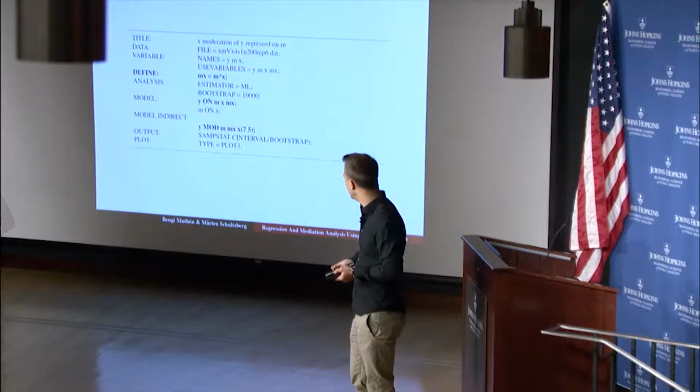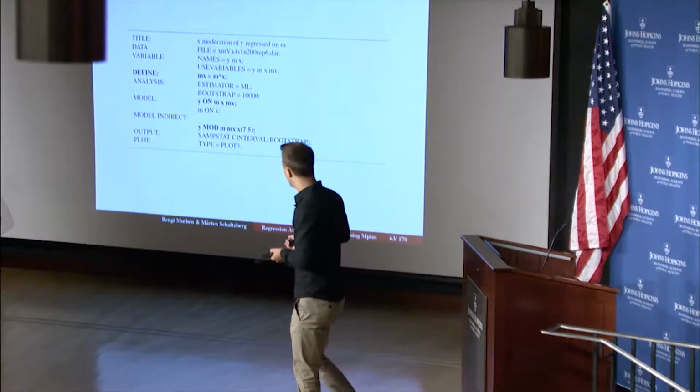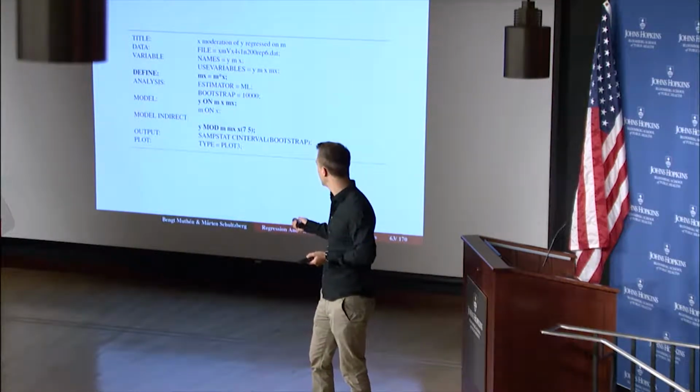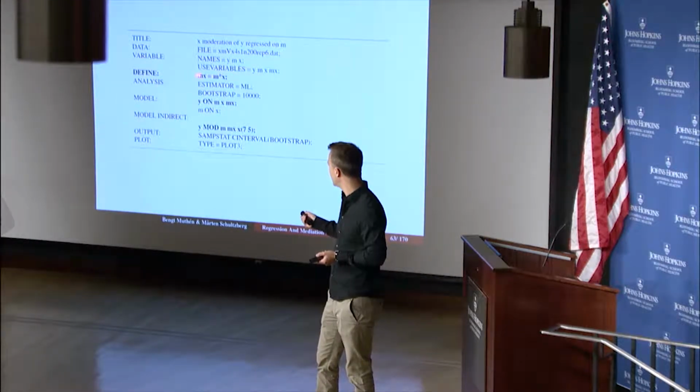So how do we do it then? Well, it's very similar to the setup we had previously. We create this interaction variable in the define statement. So we create mx, which is the product of the mediator and the exposure. And then we just do the model.